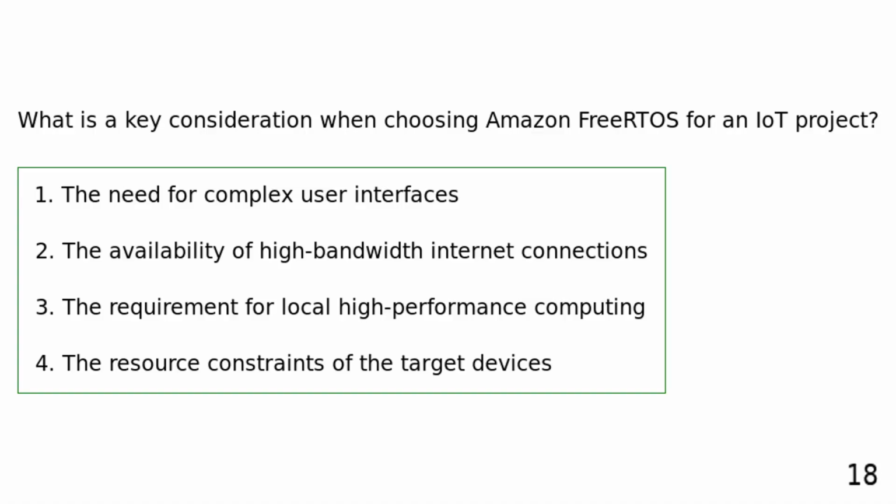What is a key consideration when choosing Amazon FreeRTOS for an IoT project? The need for complex user interfaces. The availability of high-bandwidth internet connections. The requirement for local high-performance computing. The resource constraints of the target devices.